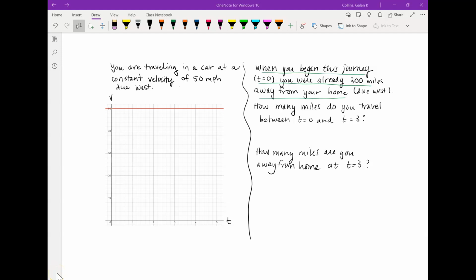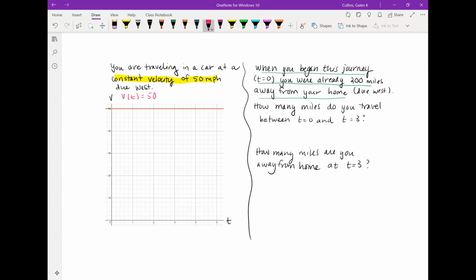Before we begin section 6.2, let's go back to something we learned about in Unit 5 because it's going to relate to what we're doing in 6.2. In Unit 5, we had this scenario where we have a constant velocity function. Let's say that we're traveling in a car at a constant velocity of 50 miles per hour due west. So that means our velocity function, v of t, is just this constant 50.